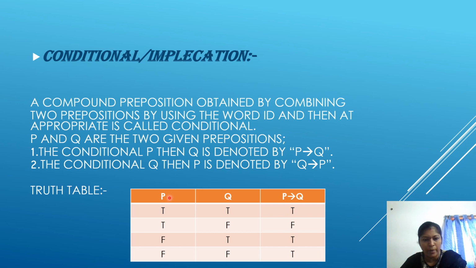By that truth table, you can observe that for the P statement you have the conditions true, true, false, false, and for the Q statement you have true, false, true, false. But the rule for the conditional is that if the first statement is true and the second statement is false, the result is false, and the remaining conditions are true. That is the rule for the conditional or implication. If we are taking P then Q, it is denoted by P implies Q. If the statement is Q then P, it is denoted by Q implies P.